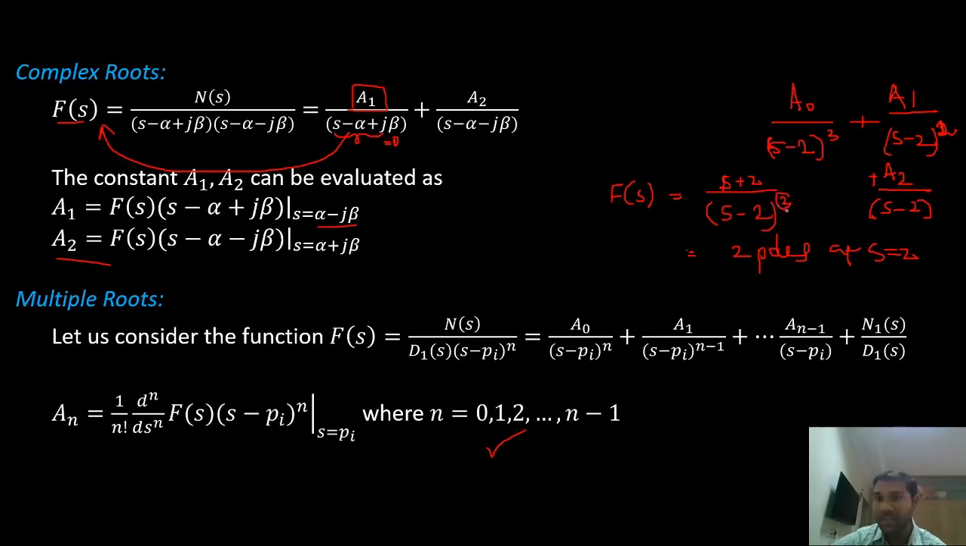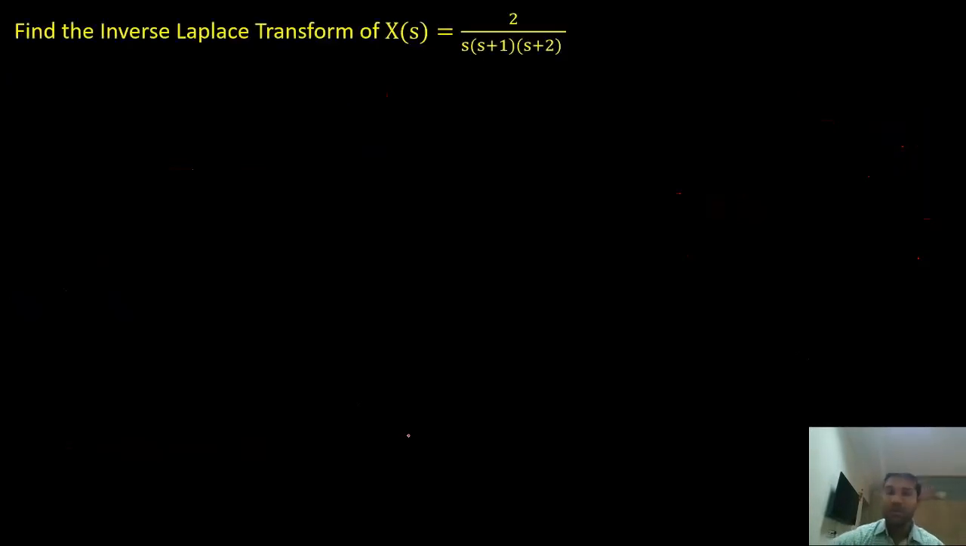How much is the degree here? Those many terms I'll get: 1, 2, 3. 3 is the degree, so I got 3 terms, right? And this is the formula we will have for multiple roots. So we'll look at a few problems.